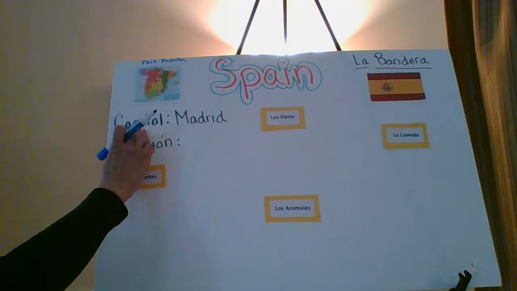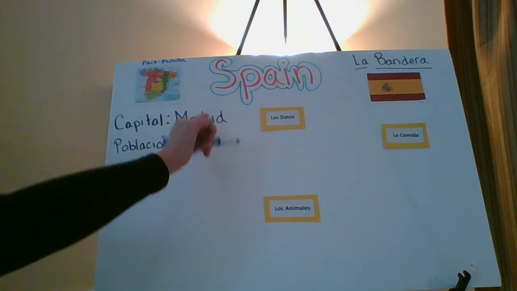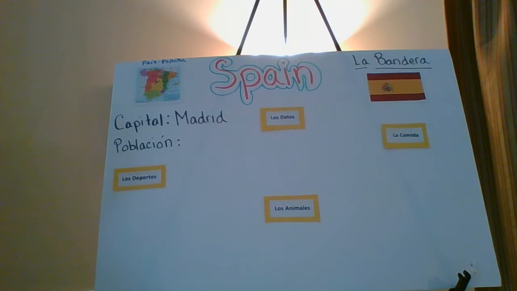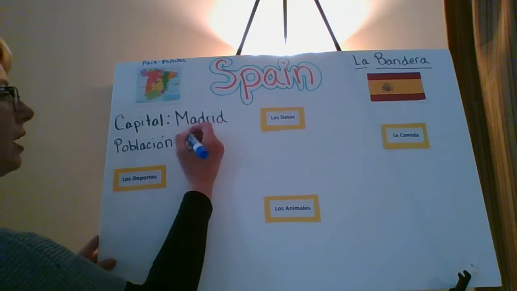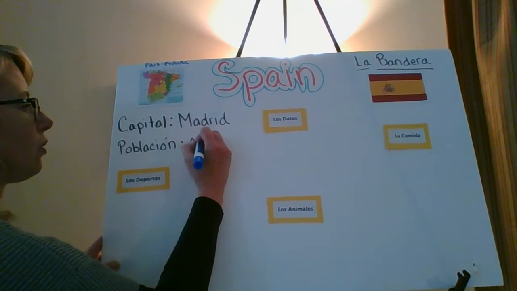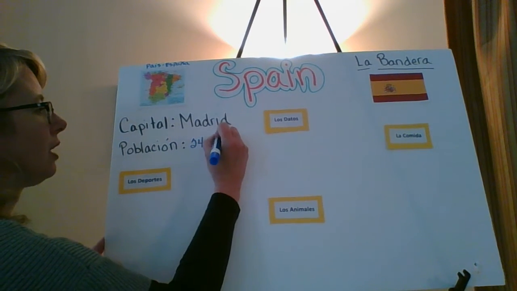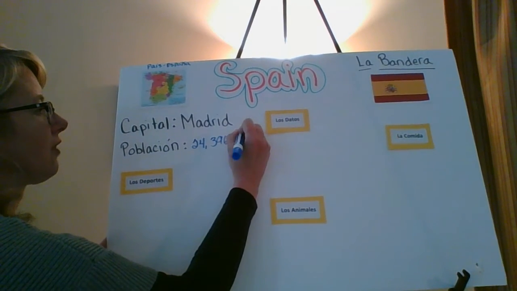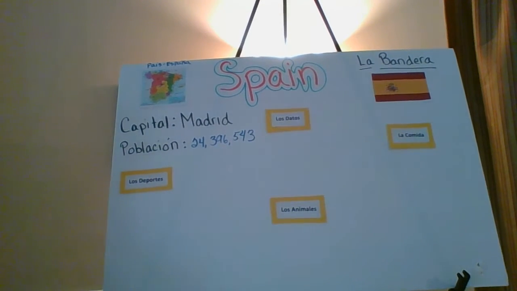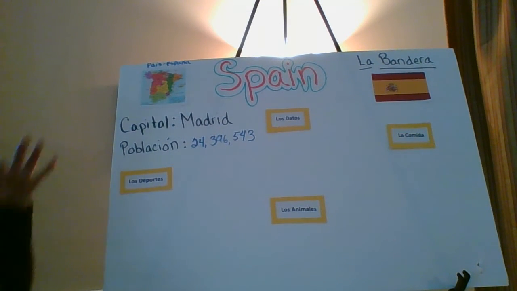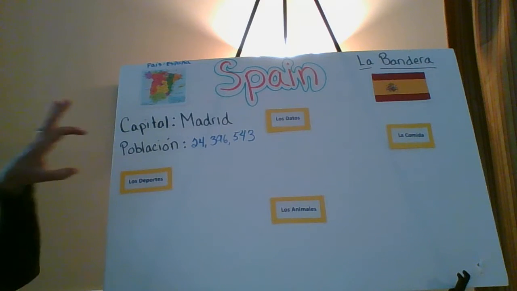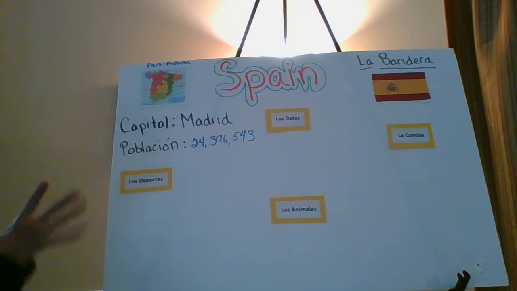board. So if the capital of Spain is Madrid. So I just wrote Madrid. And población, I don't know off the top of my head what the population of Spain is, but say I could make up a number. Say it's 24,396,543. Okay. So I just chose to write in this section. I could have typed it out on a piece of paper and I could have glued it on there, whatever you guys think works best.